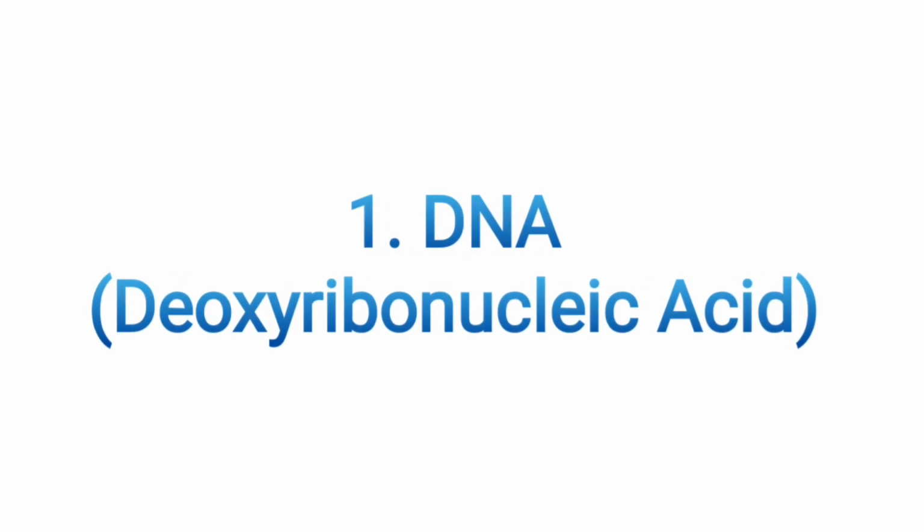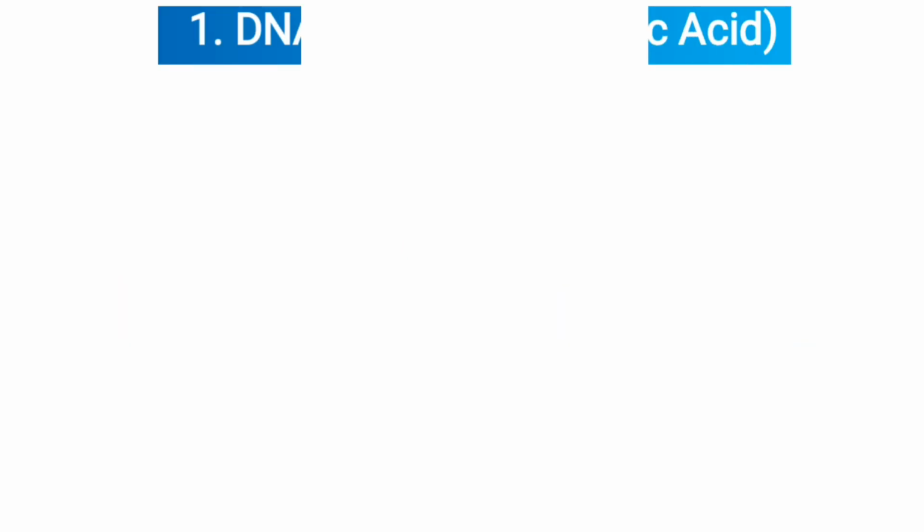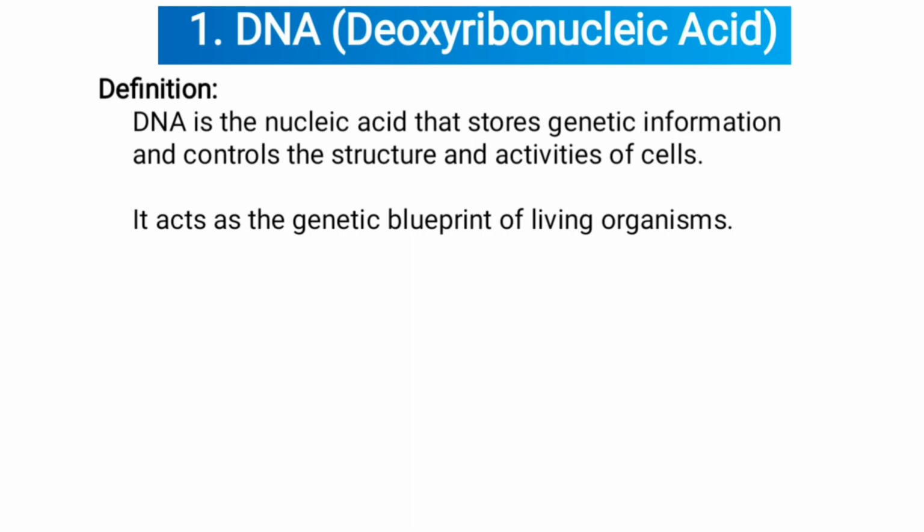First one, DNA, which means deoxyribonucleic acid. So let's discuss in detail. First one, DNA, deoxyribonucleic acid. Definition: DNA is the nucleic acid that stores genetic information and controls the structure and activities of cells. It acts as the genetic blueprint of living organisms.